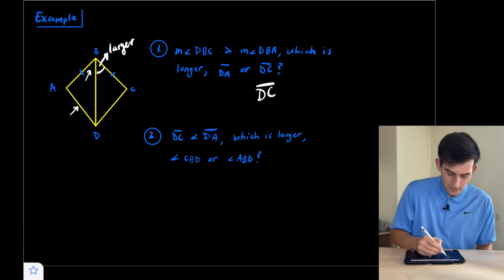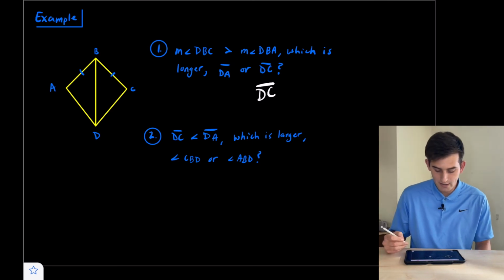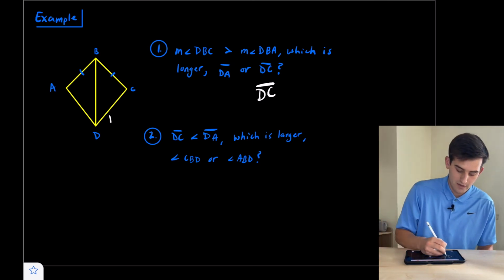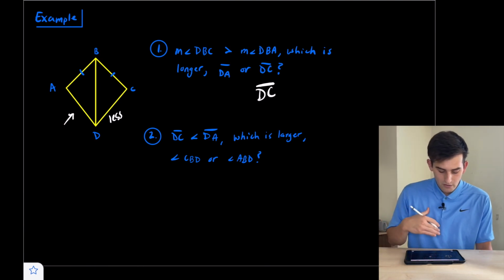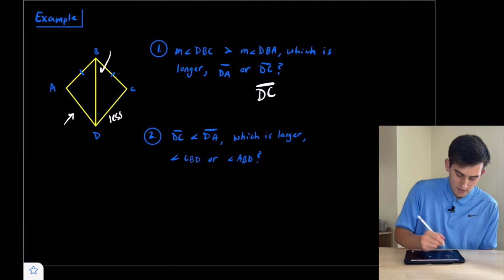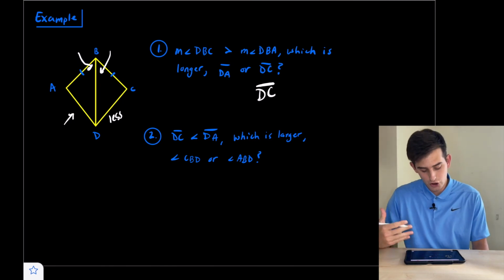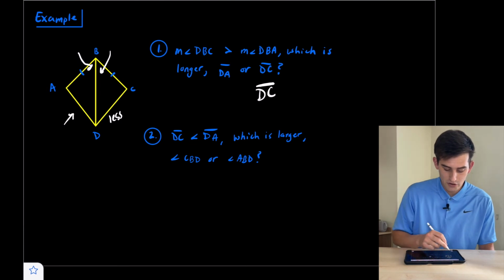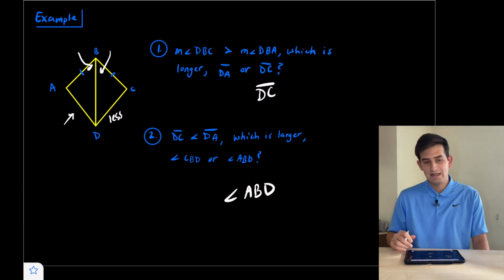Now let's clear up our markings here and look at number two. Number two says side DC is less than side DA. So this side is less than this side, which is larger. Which is larger, angle CBD or angle ABD, okay? Well, the longer side is going to be opposite the larger angle. So since AD is the longer side, that means angle ABD will be larger, okay? And that is the hinge theorem.